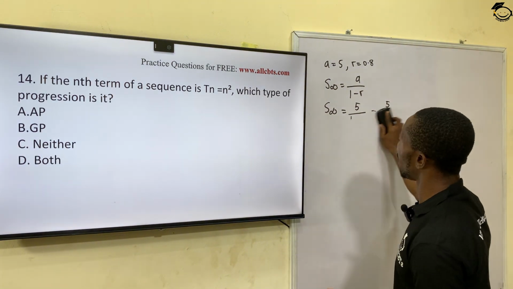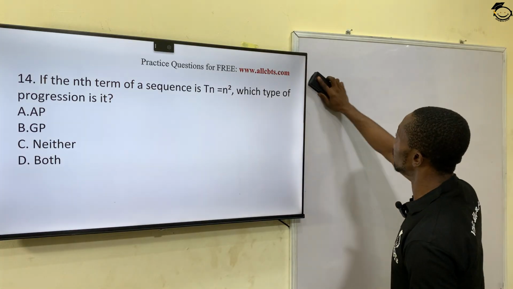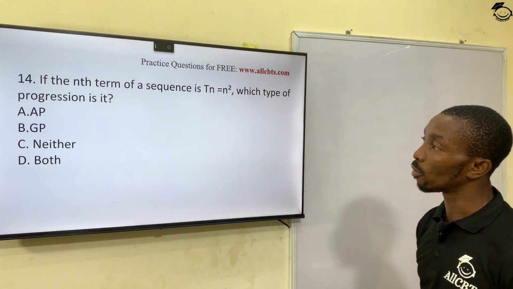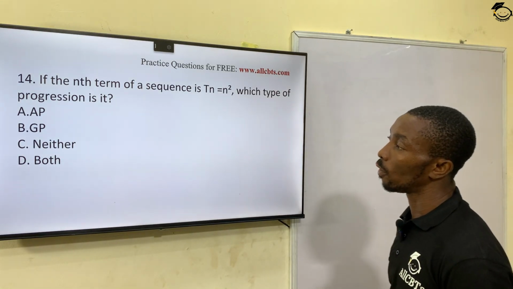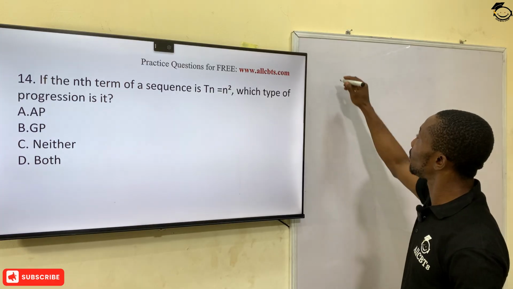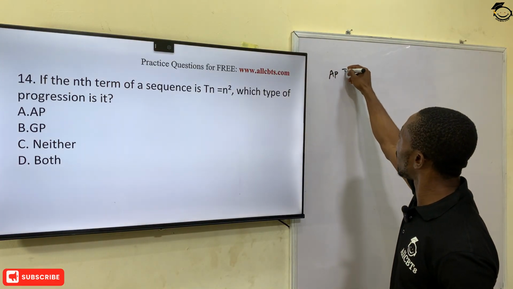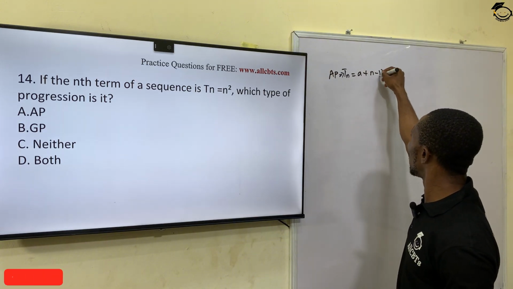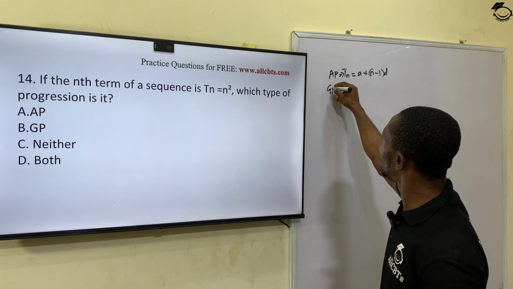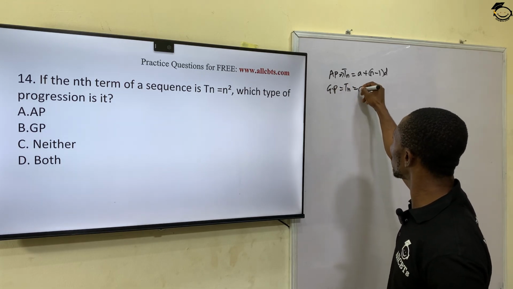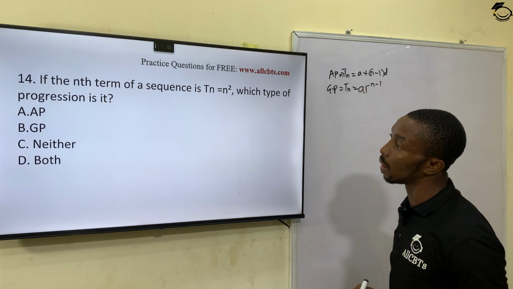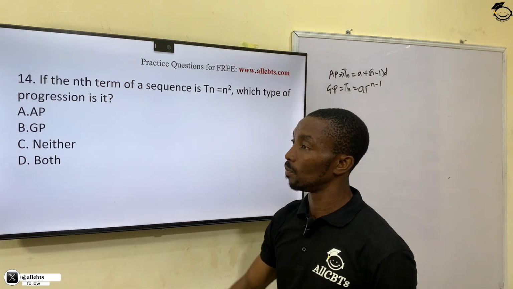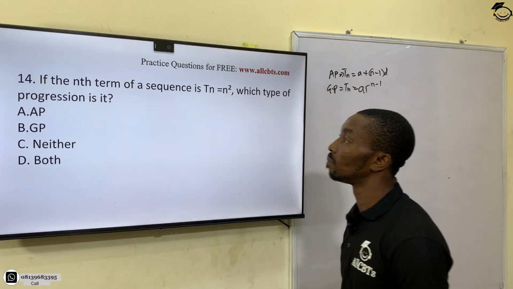If the nth term of the sequence is Tn equals n squared, which type of progression is this? Now, for an AP, we have Tn equals A plus (n minus 1)D. For a GP, we have Tn equals AR^(n minus 1). So it is neither AP nor GP. So our answer will be neither.